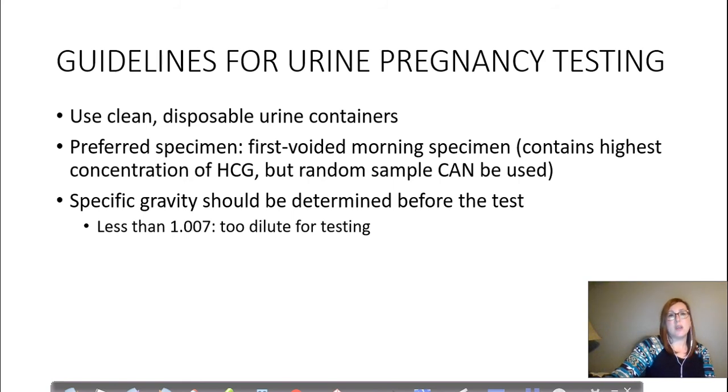So, guidelines for urine pregnancy testing. We want to make sure we use a clean disposable container. Again, first morning voided urine has the highest concentration. A random sample can be used. But one thing you really want to pay attention to is that specific gravity. If it's less than 1.007, it's too dilute to be tested.